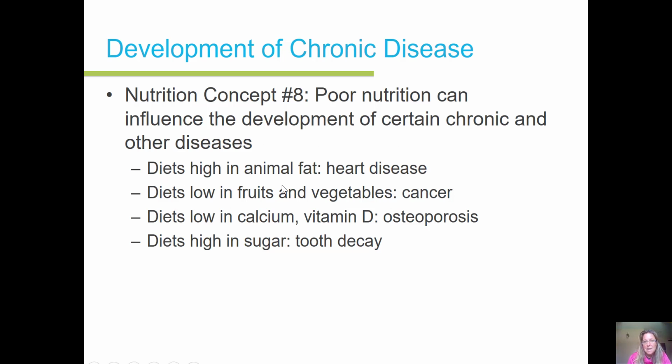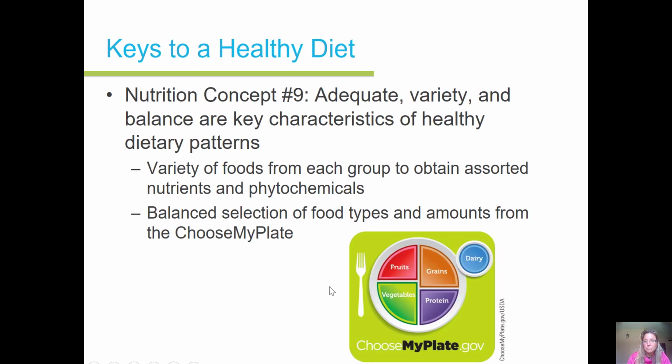Number 1, diet being high in saturated or animal fats is definitely linked to higher levels of heart disease in people. Diets that are low in our fruits and vegetables is linked with various forms of cancer development. Diets that are low in calcium and vitamin D are linked with higher rates of osteoporosis. And then diets that are high in sugar are linked with tooth decay.